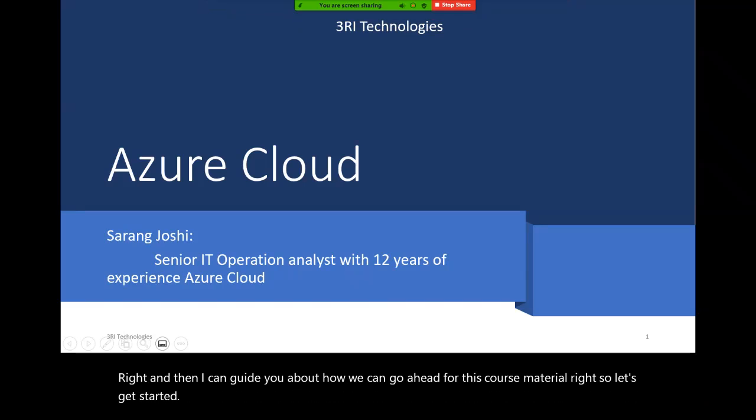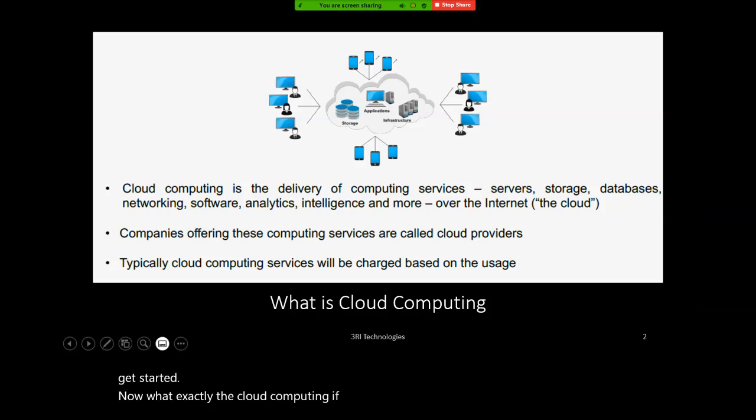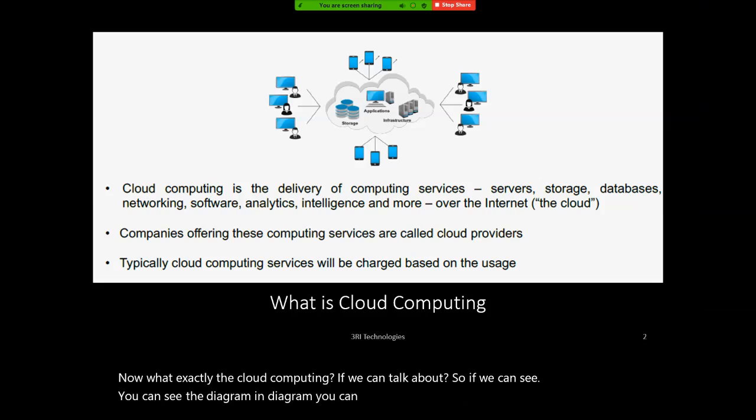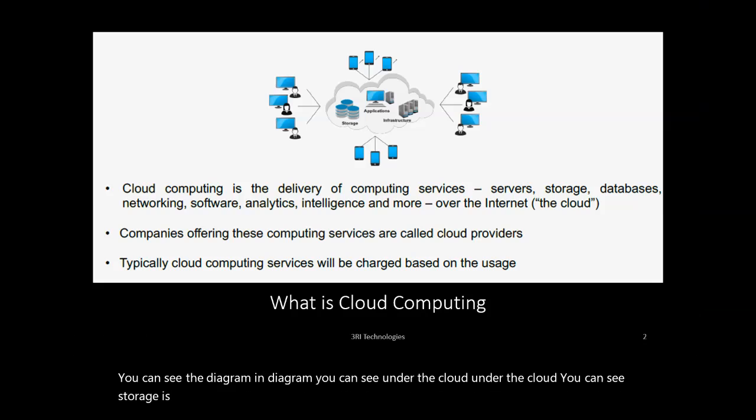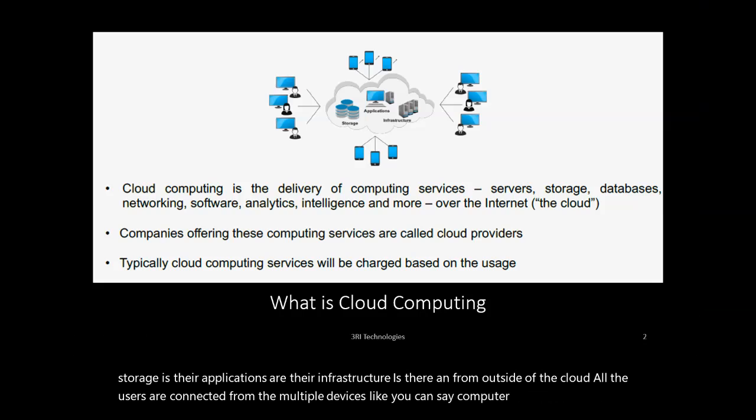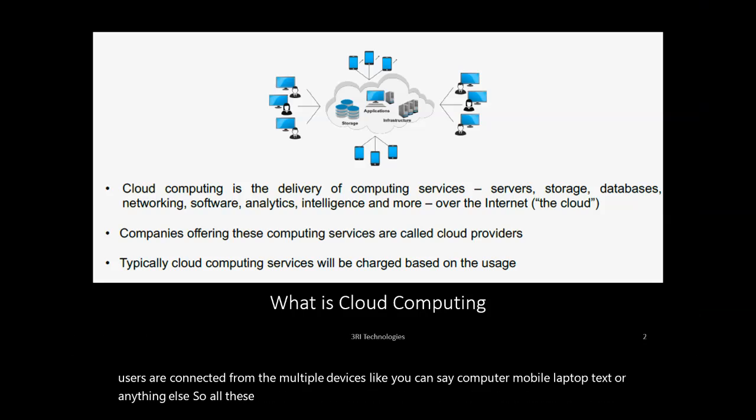Now, what exactly is cloud computing? In the diagram, you can see that under the cloud there is storage, applications, and infrastructure, and from outside the cloud, all the users are connected from multiple devices, like a computer, mobile, laptop, desktop, or anything else. All these devices are connected to the cloud, and the cloud is nothing but a centralized data center hosted in a centralized location.